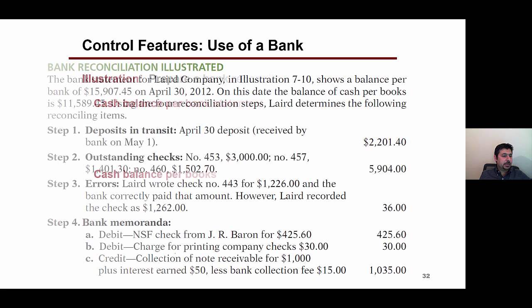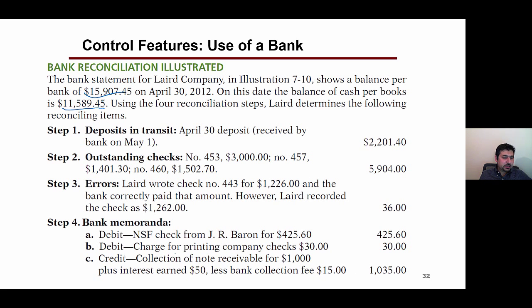So let's go back here. We have deposits in transit for the amount of 2,201.40. Those are deposits that the company has recorded but the bank has not recorded yet. As a result, we need to add those. Outstanding checks, those are the checks that the company has issued for payment but the bank has not paid yet. We need to subtract those.